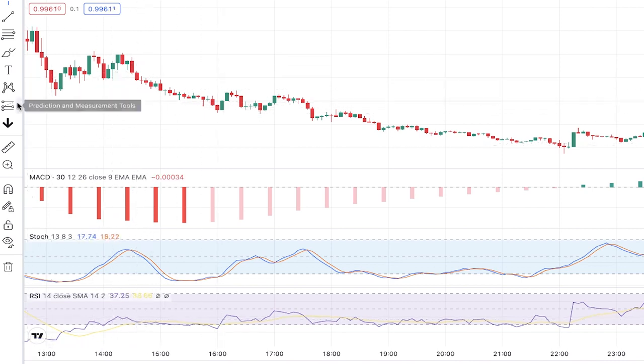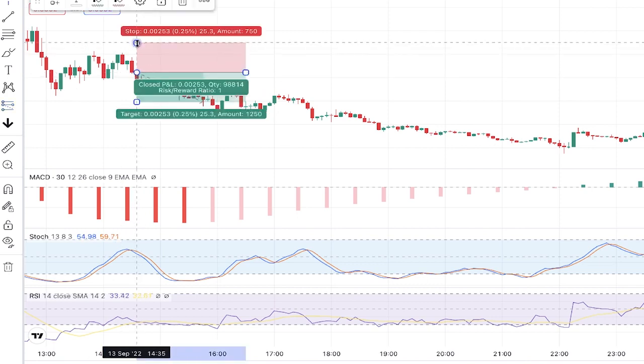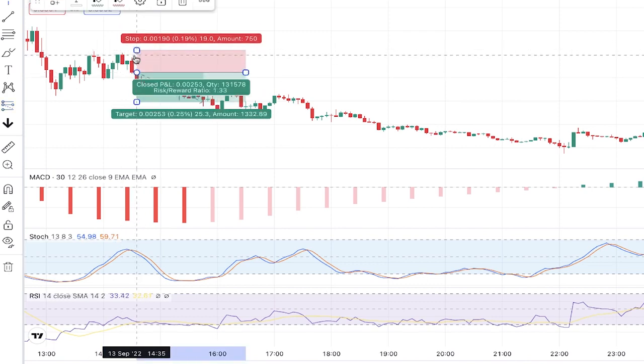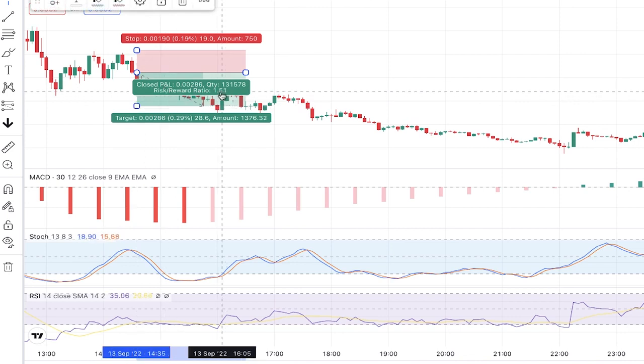So we can enter a short position here as the new candle opens. The stop loss for this trade is placed above the pullback, and the profit target for this position is placed at a level that makes the risk to reward ratio equal 1.5.